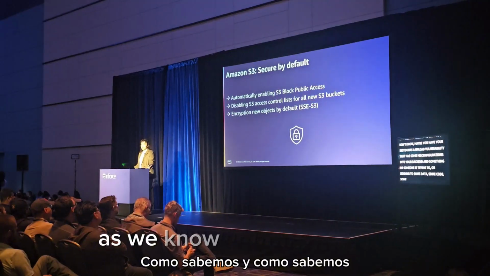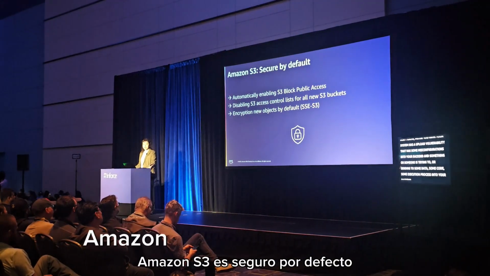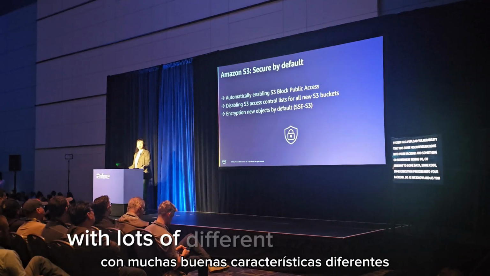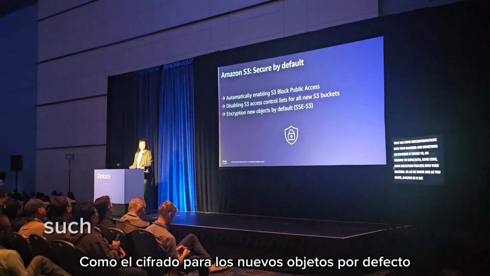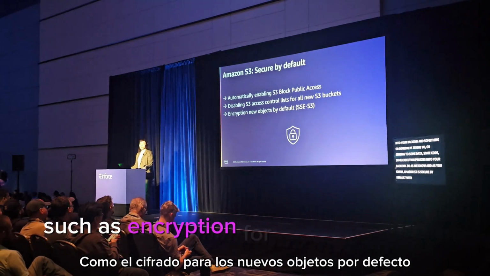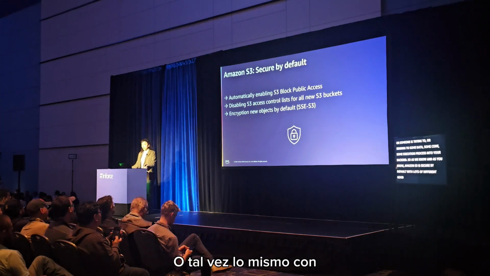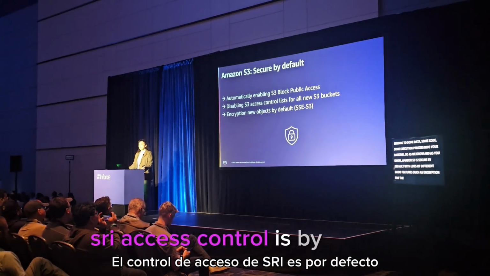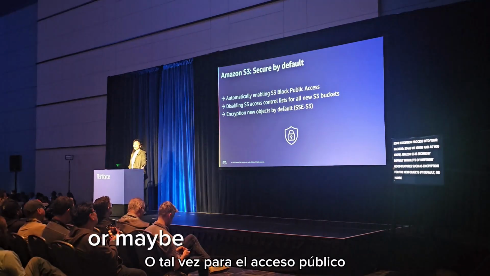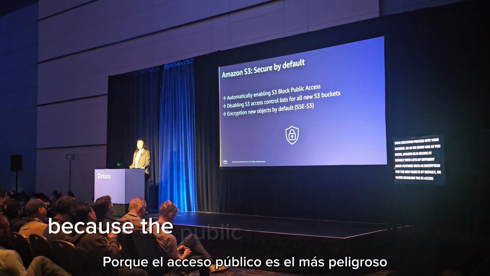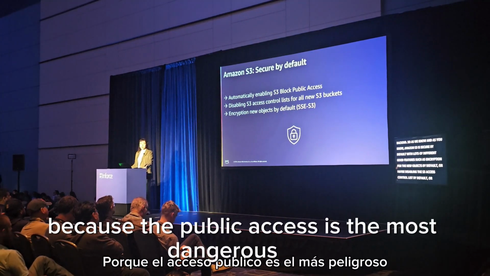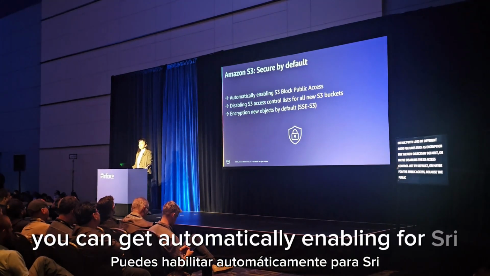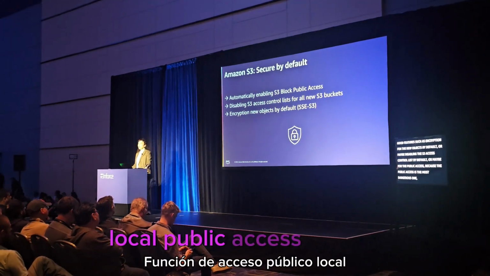As you know, Amazon S3 is secure by default with lots of good features, such as encryption for new objects by default, or disabling the S3 access control list by default. For public access, which is the most dangerous one, we get the S3 Block Public Access feature enabled automatically.